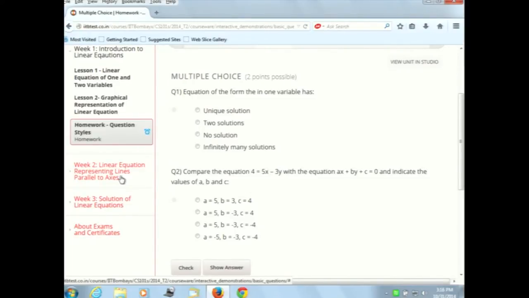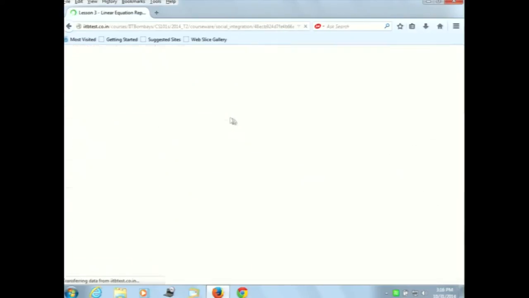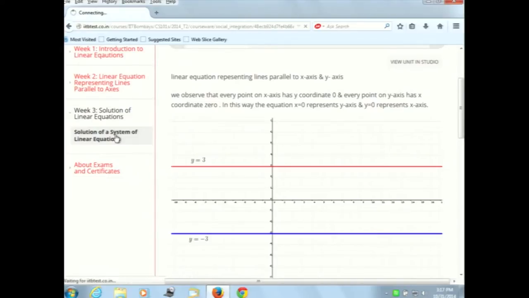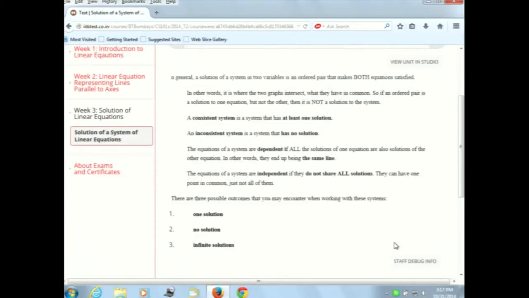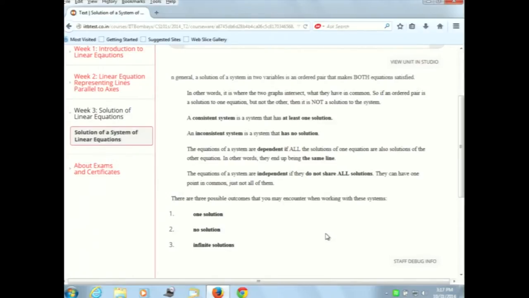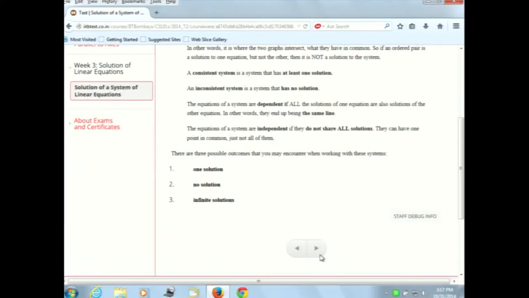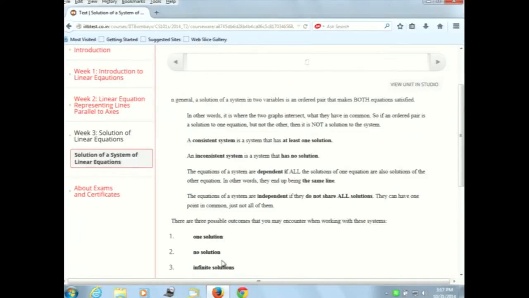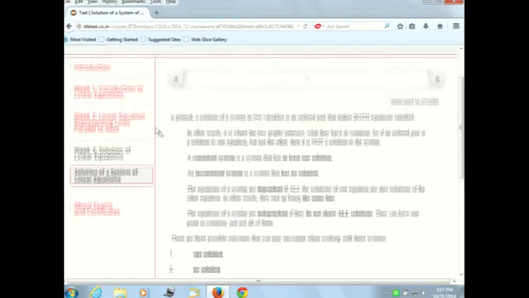Then week 2 is linear equations representing lines parallel to the x and y axis. Then we have homework, and week 3 is, as we have discussed, the solution of linear equations. A system of equations is consistent if it has a solution, either a unique solution or infinitely many solutions, and inconsistent if the system has no solution. Accordingly, we have 3 activities for the solution of linear equations: one solution, no solution, and infinitely many solutions. So far as the technical parts are concerned, we have dragged some videos on the concerned content.